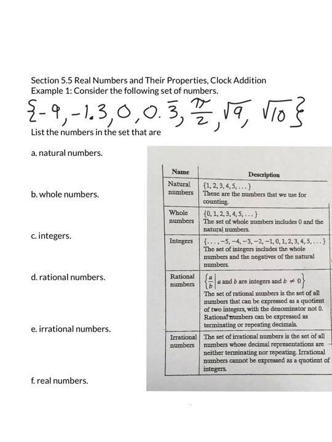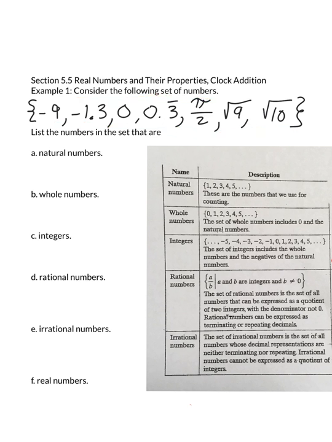So finally, looking at example 1, consider the following set of numbers. We got -9, -1.3, 0, 0.3 with a bar above it, meaning it's repeating, pi divided by 2, square root of 9, square root of 10.